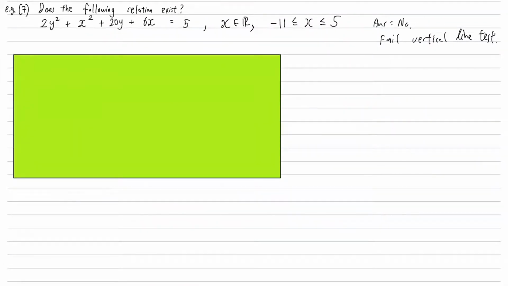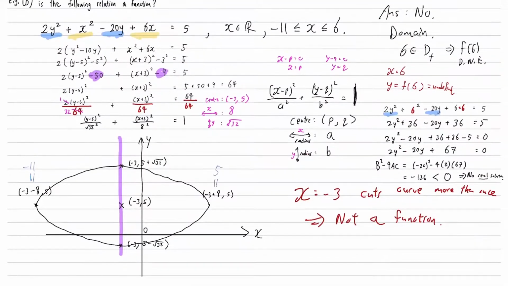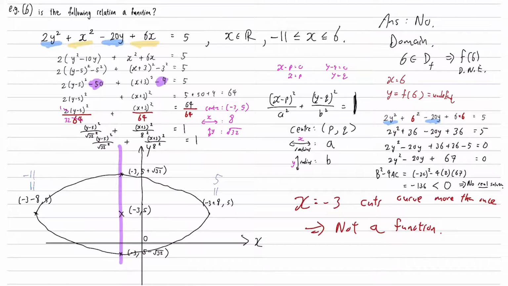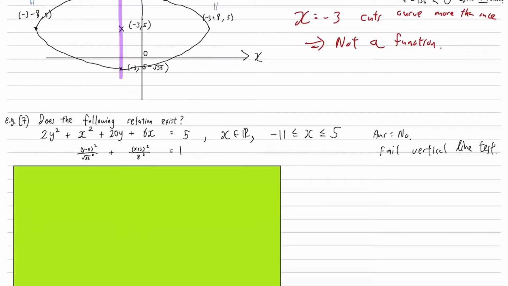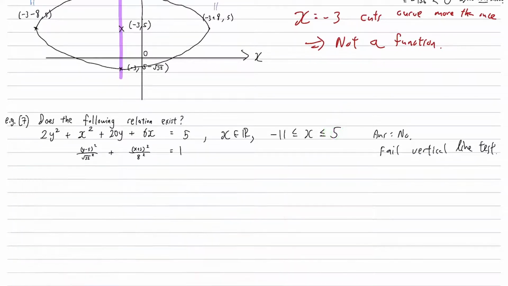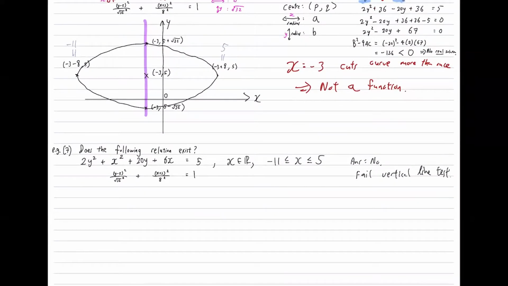I'm using the exact same equation again, so I'll just copy and paste the working. I'll eventually simplify it back down to an ellipse. But I restricted the domain now to 5. Does it still work? Is it still a function? Does it now turn into a function if I restrict the domain?